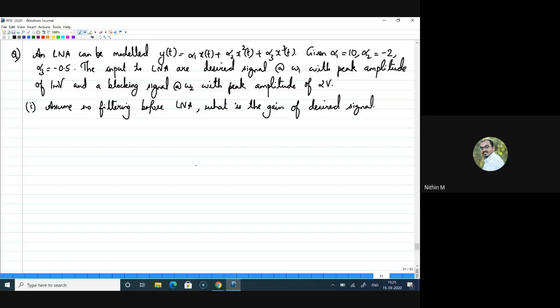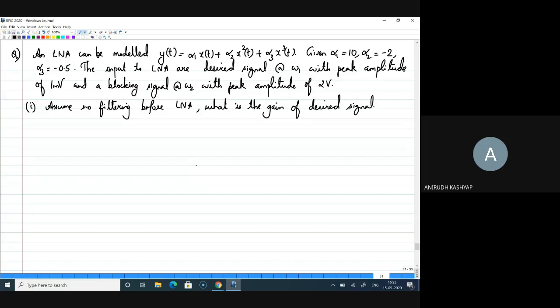what we processed, yes, Anirudh, can you just unmute and tell me how did you get that 7 volts per volt? Sir, there's the gain formula, which is alpha 1 plus 3 by 4 alpha 3 a1 square plus 3 by 2 alpha 3 a2 square. Since a1 square will be negligible compared to the other terms, if we substitute the values, we'll get 7 volts.